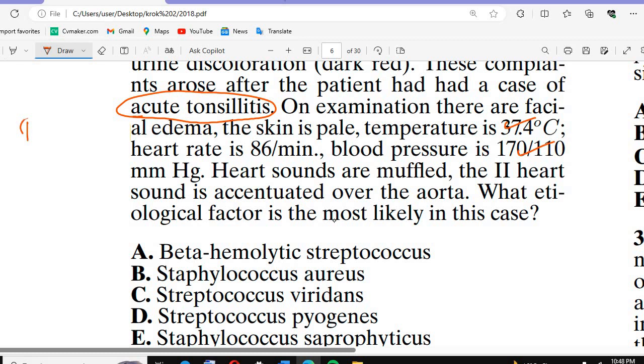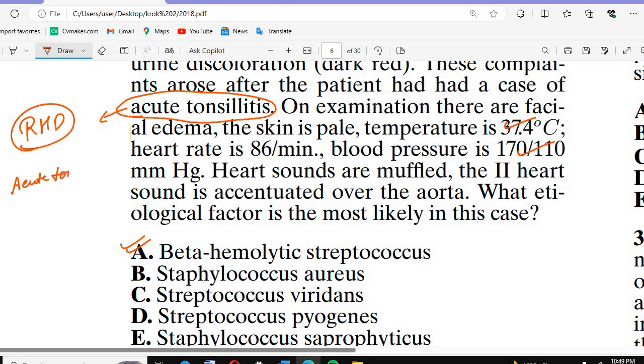We discussed rheumatic heart disease, in which we discussed acute tonsillitis. The person will present with acute tonsillitis, which can lead to pharyngitis. It is caused by beta hemolytic streptococcus.